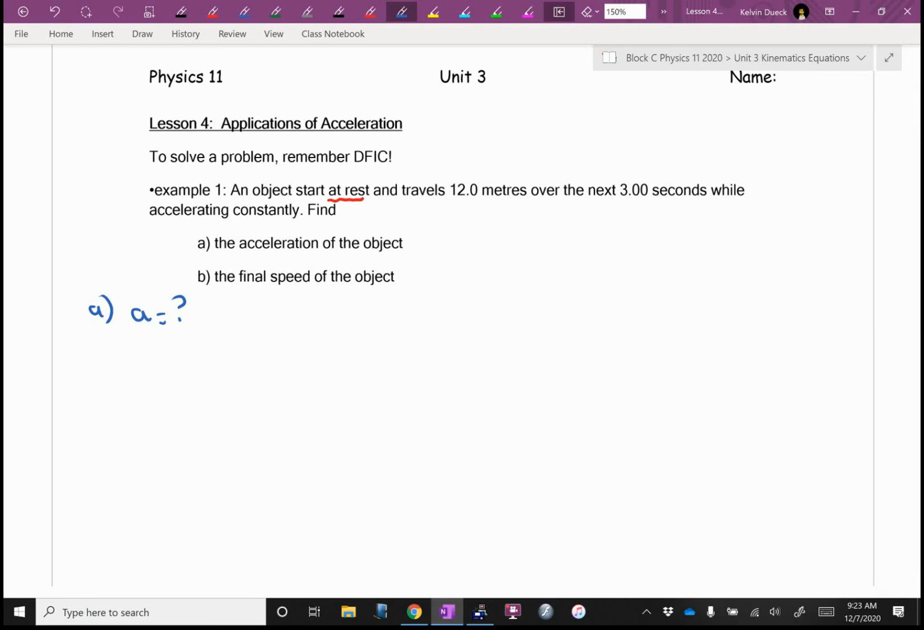Now I'm going to read through the question looking for numbers and physics words. And the first physics phrase I see is at rest. Starts at rest. What does that tell me? VI is 0. What if instead of saying starts at rest, it said came to a stop? VF would be 0. Those are 2 phrases you want to look out for.